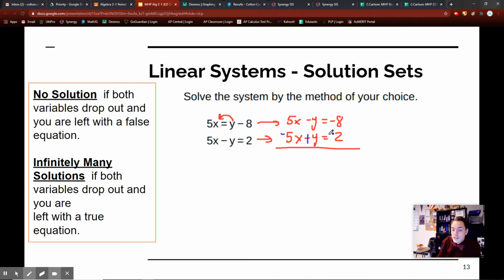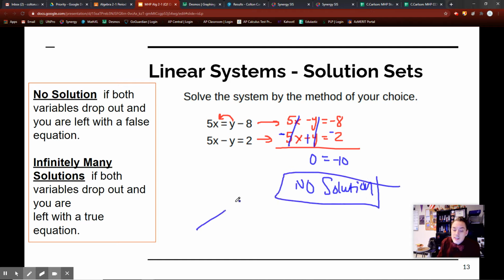Now, if I change this one to negative, I multiply by negative, and then that goes poof, I'm left with 0 equals, and this is negative 10. Now, this is, of course, a no solution set. But what does this mean? This means that they're parallel lines.